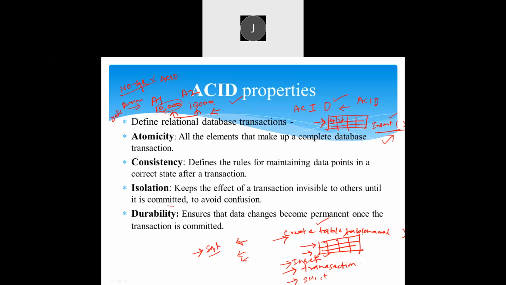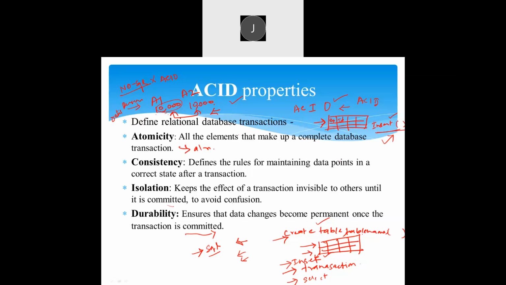And durability is once it is updated in the database, like when you created a table, the table will be permanently present there. It will not be removed in the middle. There is something like commit. It means once it is committed, you can think of it as once a statement is submitted successfully, the table will always be present. It will not be like a temporary storage. So this is what the ACID property is.